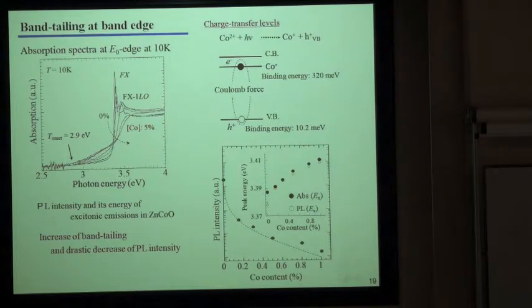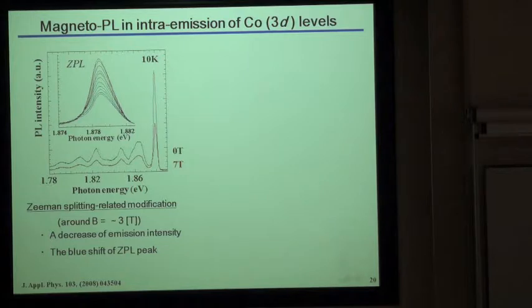Of course it is interesting, but it is not good for practical applications, for example, applying such magnetic semiconducting characters to optical devices. But anyhow, I'd like to confirm what happens in these materials when we apply a magnetic field. So we measured two energy states. One is around 1.8 electron volts. This energy band is due to the intra-ionic emission of cobalt 3d, d-d transition energy levels.